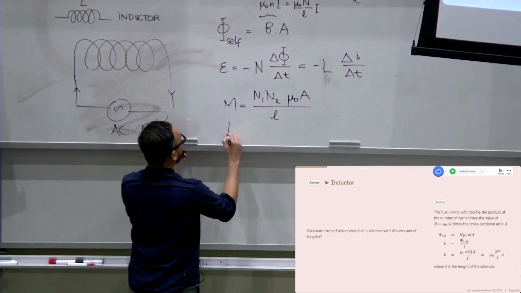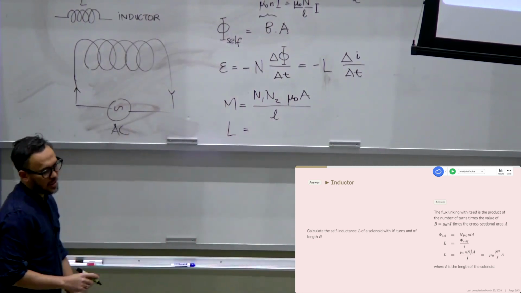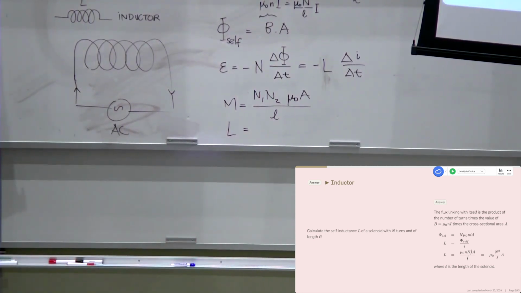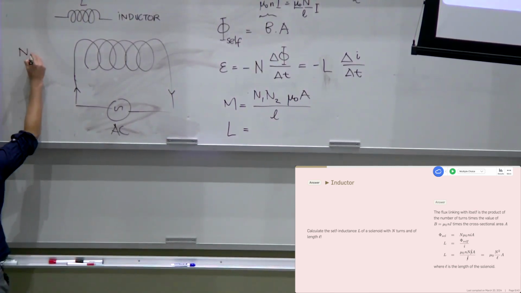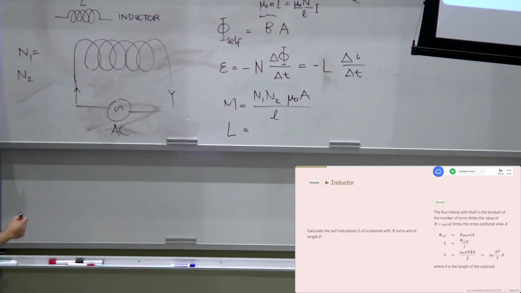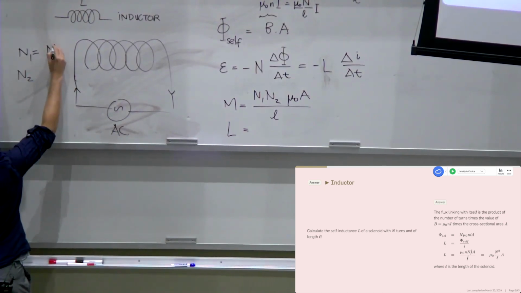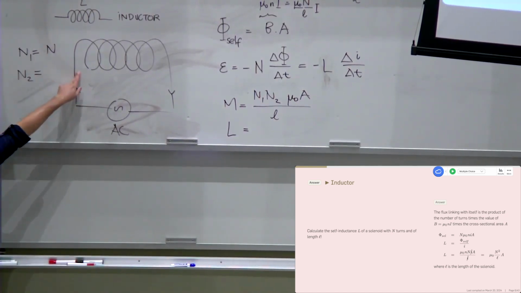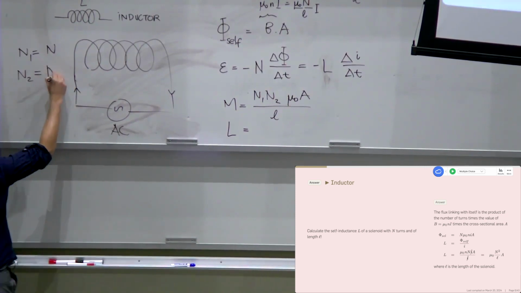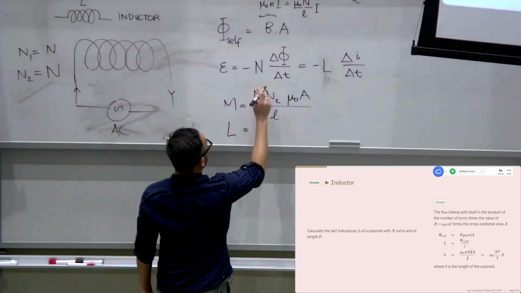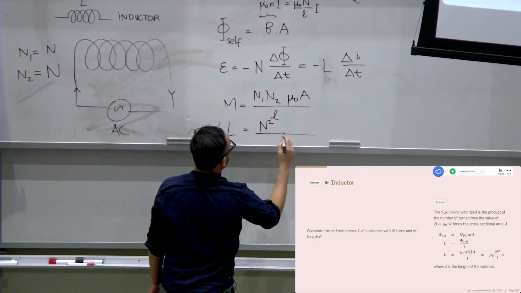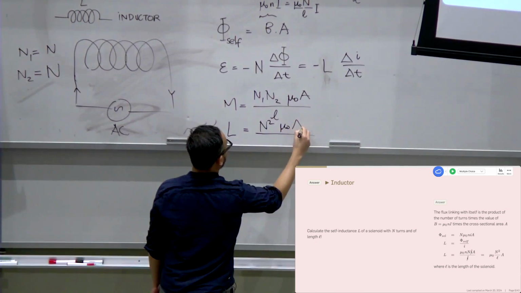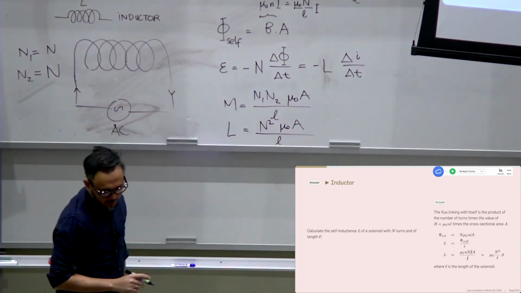So what is N1 for a single coil, a single coil with N turns? What is N1 here? N, good. What is N2? Only one coil, so the same. Good. So N1 times N2 is equal to N squared, and the rest is the same, right? Mu naught A over L. So let's see if we arrive at the same expression.